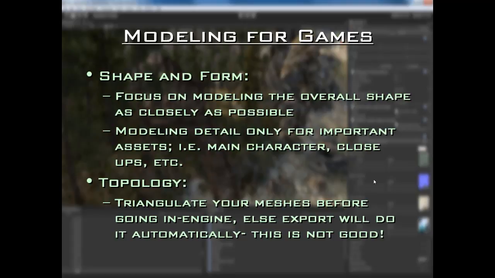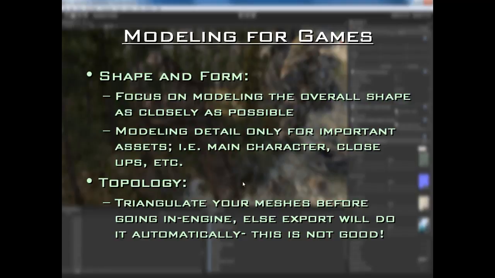Okay, so modeling for games. One important principle that I want to mention here is to focus on modeling the overall shape as closely as possible. All right. Now, what does that mean? Well, what that means is that the overall shape, the silhouette of the object, should be modeled pretty close. Now, modeling detail should be left only for important assets. So when you want to use up a lot of triangles, make sure you focus them on something important, like the main character of your game and things that are going to be shown close up to the camera, stuff like that.